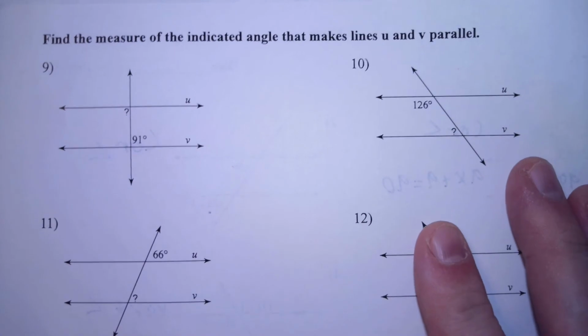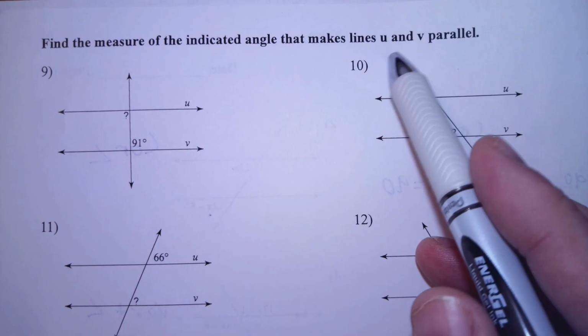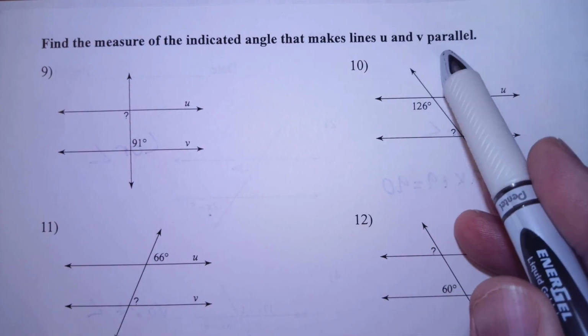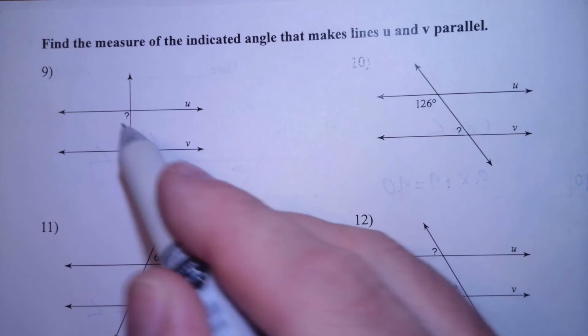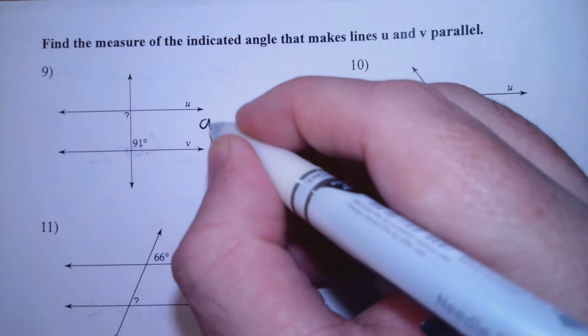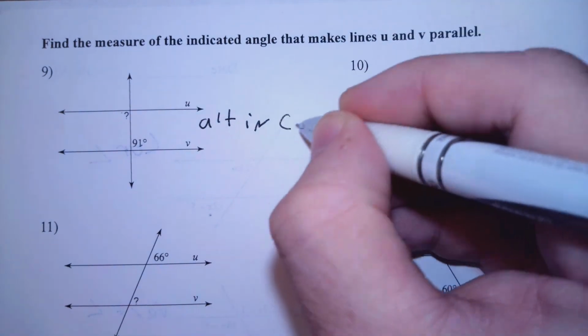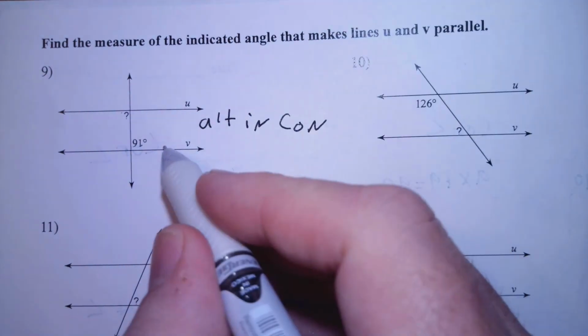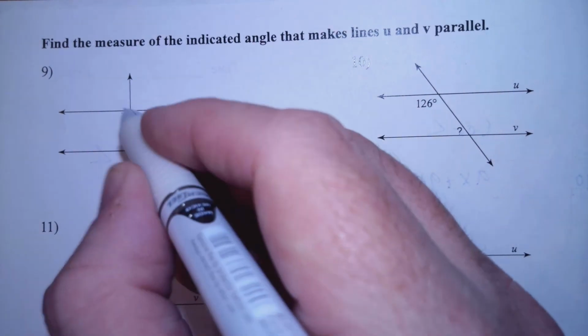Okay, on this page, we're supposed to find the indicated angle that makes lines U and V parallel. This time we're going to use the converses of all the theorems, but the vocabulary is still the same. This is going to be the alt interior converse. To make those lines parallel, this needs to be congruent.